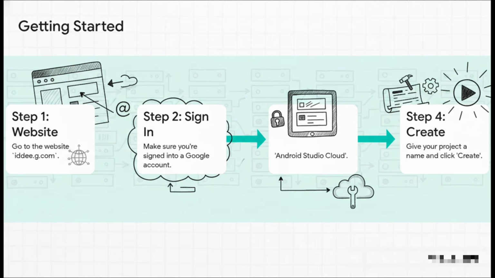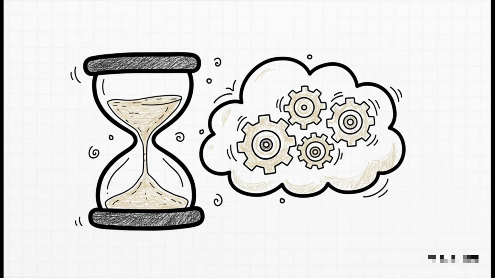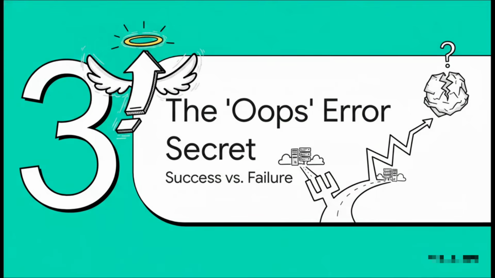But the next step, that's where things get really interesting. And this part right here is absolutely crucial. You have to wait. The system takes a few minutes to build your virtual machine in the background, and your patience in this moment is literally the key to making this whole thing work. And that waiting period brings us to the single most important part of this entire process. Seriously, this one little detail is what separates success from failure.